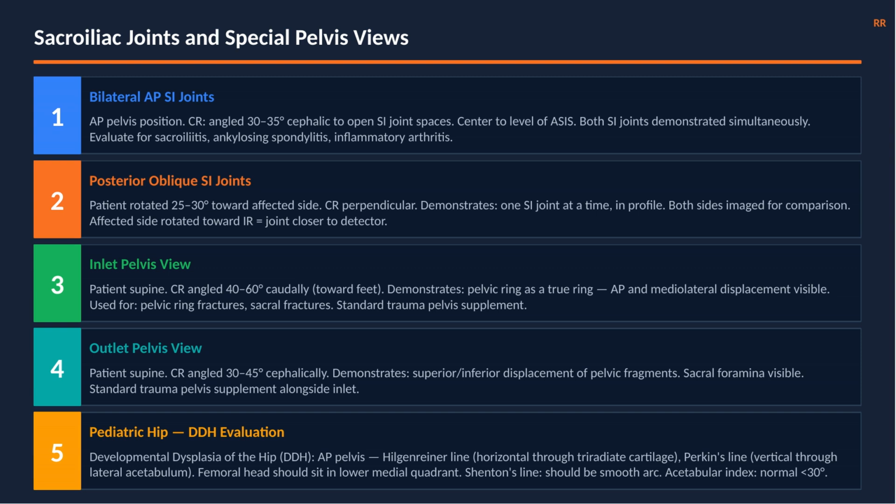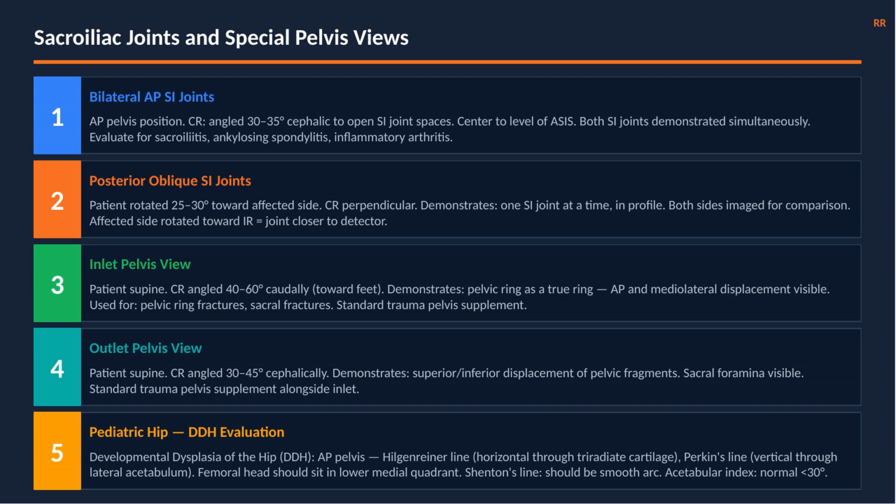Outlet pelvis. CR angled 30 to 45 degrees cephalically toward the head. Demonstrates superior and inferior displacement of pelvic fragments. Sacral foramina visible. The inlet and outlet views are standard supplements to the AP pelvis in major trauma.